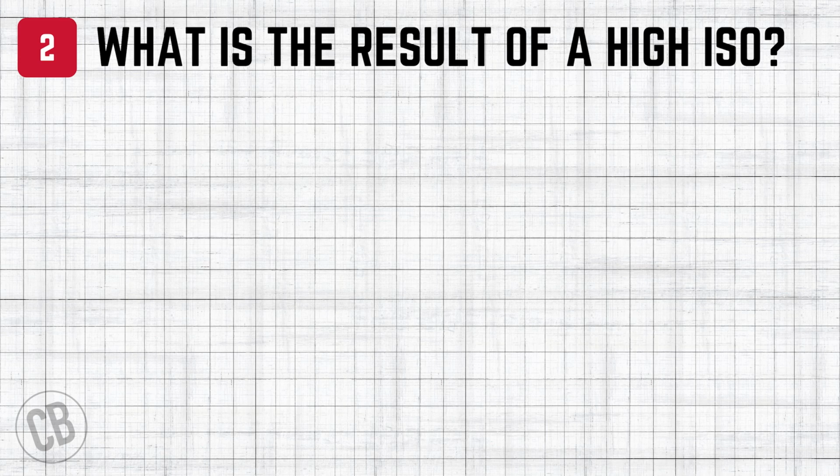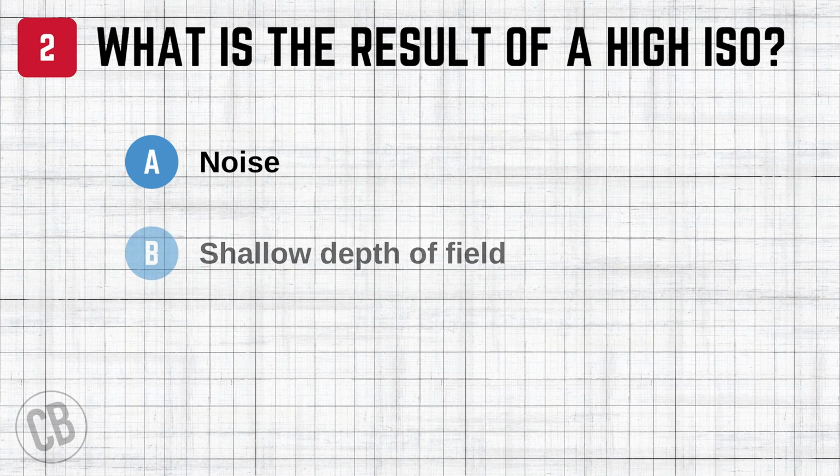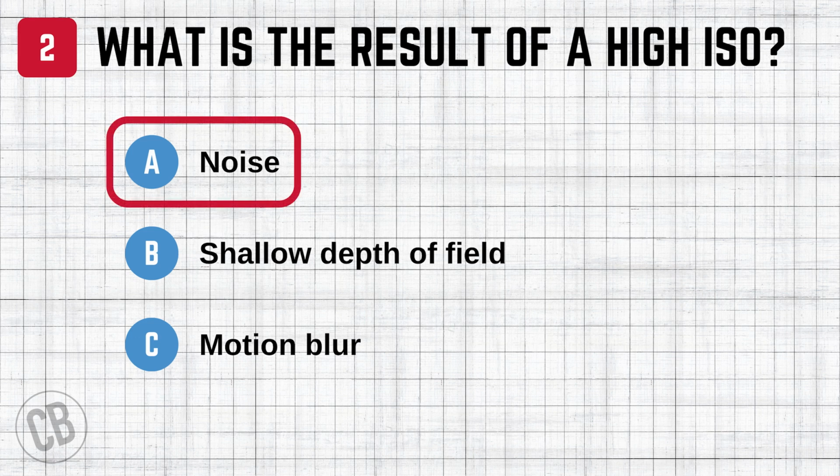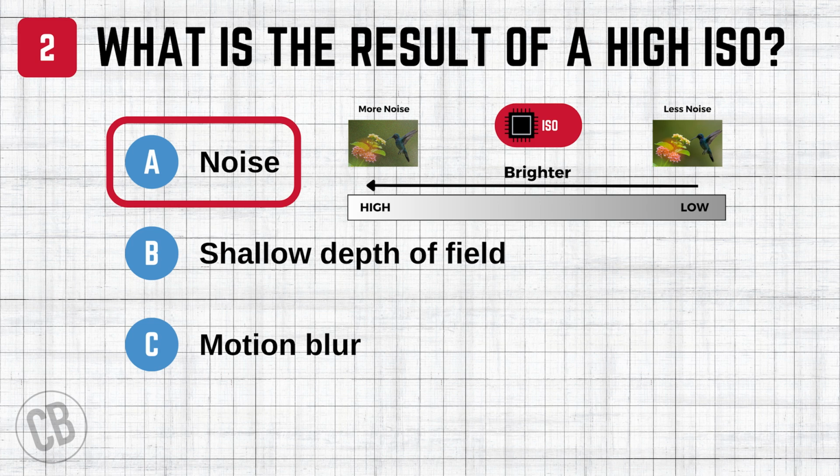Number 2, what is the result of a high ISO? Is it A, noise, B, shallow depth of field, or C, motion blur? The answer is A, noise. Remember that as we increase our ISO, we'll increase the sensitivity to light, which will make the image brighter. However, we're doing so digitally, and that will introduce more noise into our image.